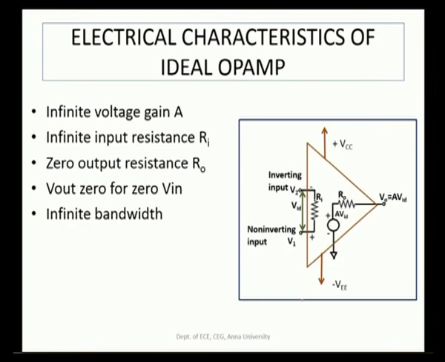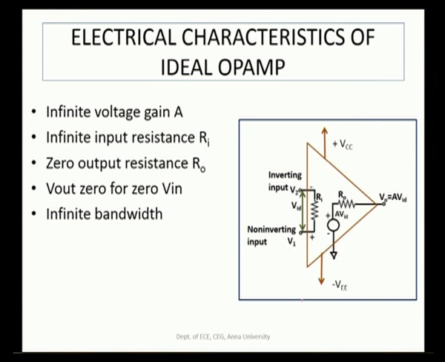So, this op-amp has an infinite gain, in the sense that for a finite V out, the input voltage V ID is 0. The next characteristic is it has infinite input resistance. So, if the input resistance is infinite, the current drawn in its input terminal will be 0, and then the output resistance is 0 if the case is ideal.